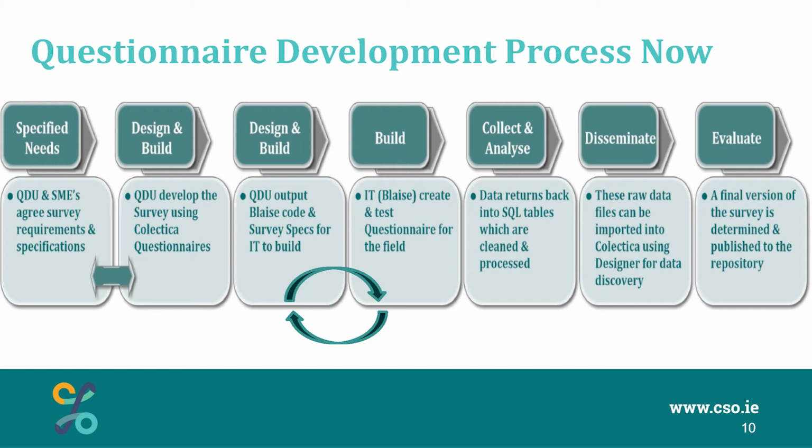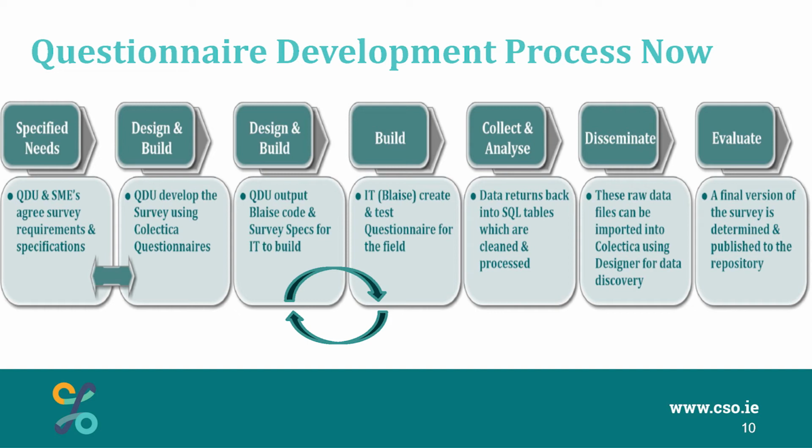Then the design and build phase happens, with the questionnaire design unit developing the survey, dependent on Colectica Questionnaires to create this, where they can access the question bank and everything that goes with it. Obviously that's not always linear, so it can go back and forth until the SMEs are happy that everything they need will be collected. Then, when the questionnaire design unit are going through the design phases, they output Blaise code that Colectica can output, as well as the survey specs, which we're quite heavily dependent on for IT to build the survey themselves and for the tablets.